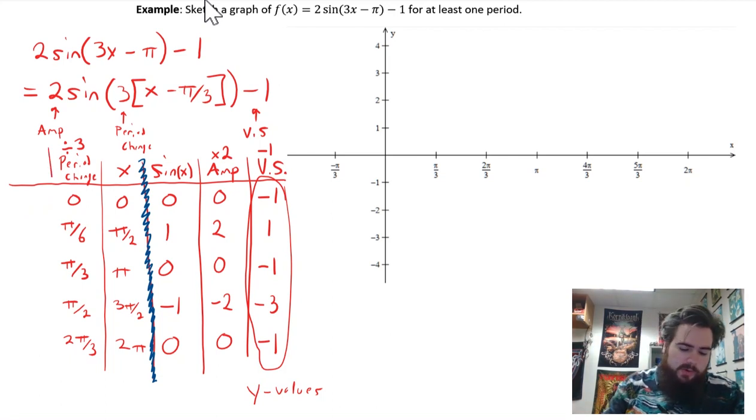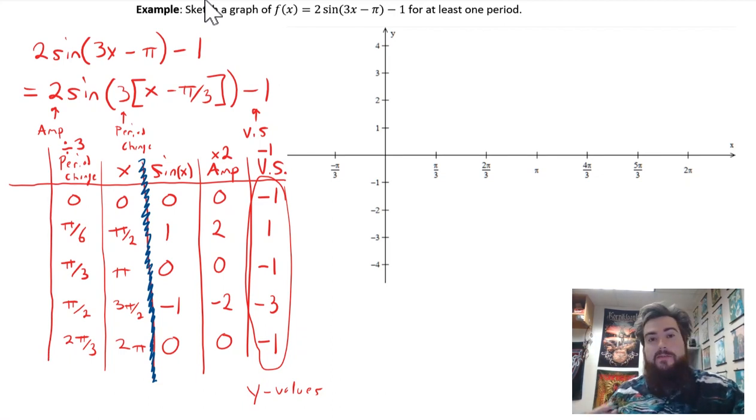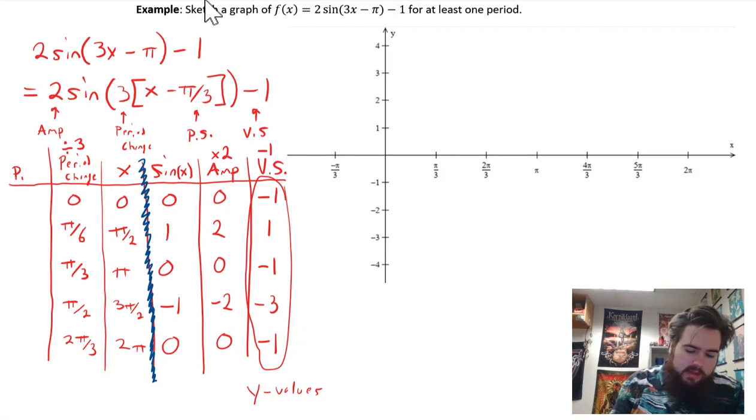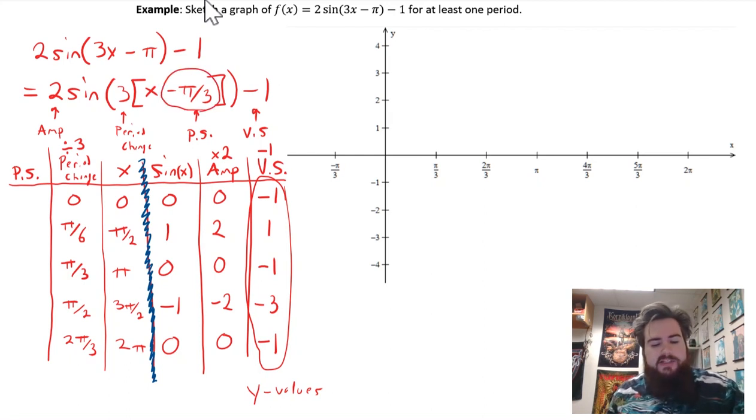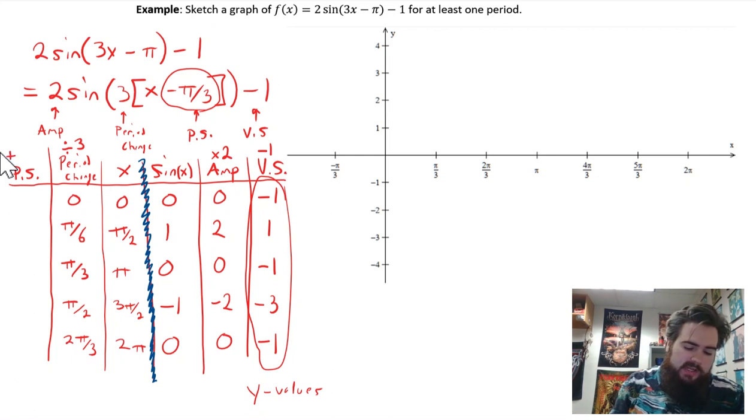The last change I'm going to do is apply the phase shift. The phase shift is the value on the inside of this expression, the value that we are subtracting from x. For the phase shift here, kind of similar to the period change, the period change was multiplying, so we actually divided. Here I see a minus pi thirds, so what I'm actually going to do is add pi thirds, because what we're doing is shifting this over to the right.